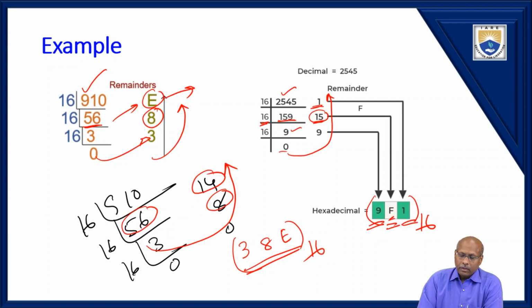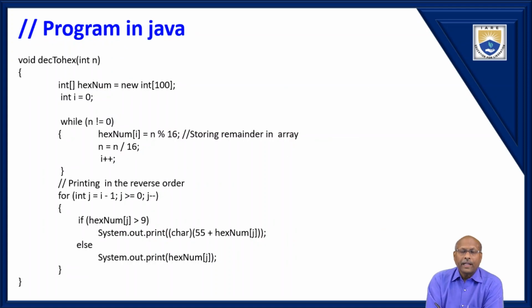So how will you convert decimal to hexadecimal? For that, you can write a small Java program. First, you pass n as a parameter and then divide the number by 16, take the remainder and store it in an array. And how long do you continue this process? Until the number becomes 0. Whenever the number becomes 0, you stop it.